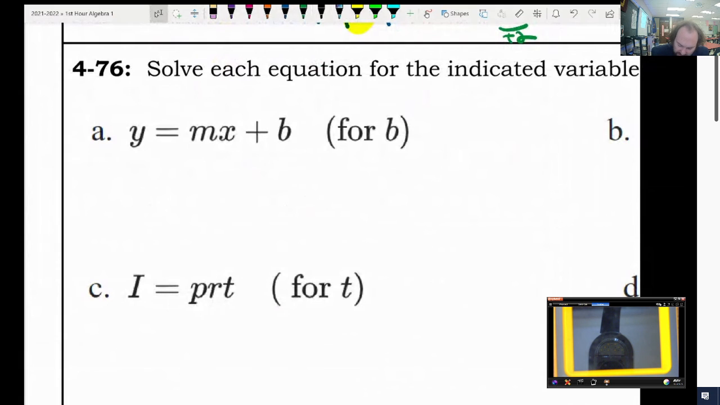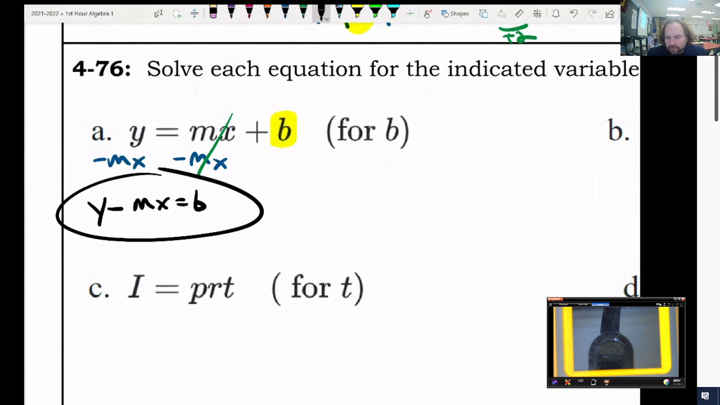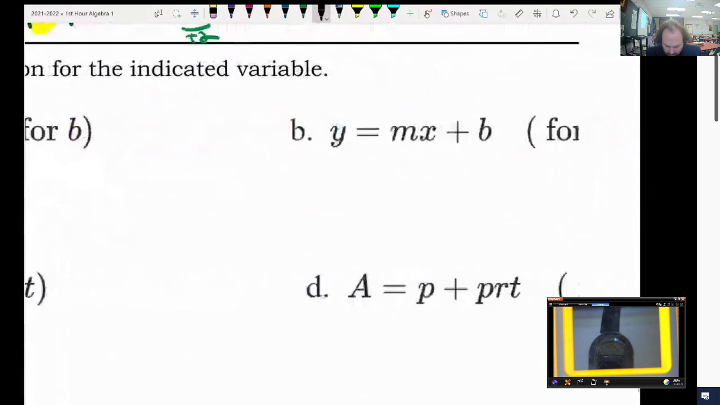So let's start by identifying the target variable, b. We're actually going to subtract m times x from both sides in this first equation, and that's going to cancel right out. What you're going to have is y minus m times x equals b, which we've seen before. b is equal to y minus mx. It's the same formula as mx plus b, just kind of backwards.